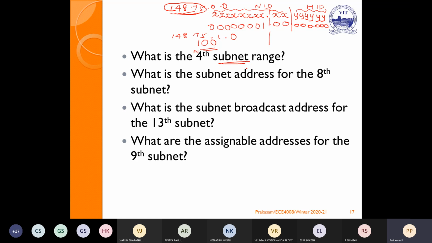It is asking for the subnet range. That means from the first host to the last host. What is the first host address? Because this dot 0 is for the subnet ID, the first host ID is 148.75.1.1. Now I want to find the last host ID. How will you find that?